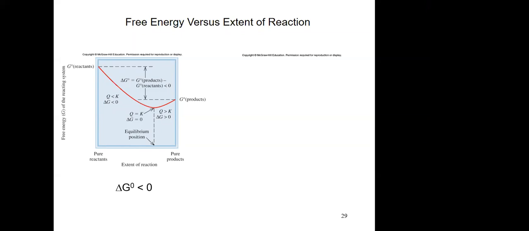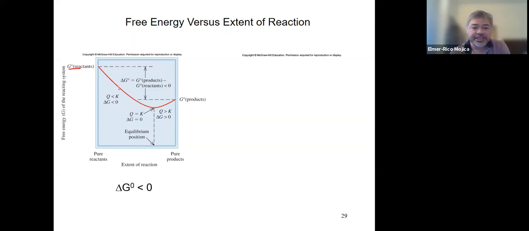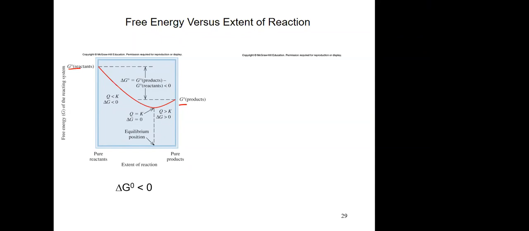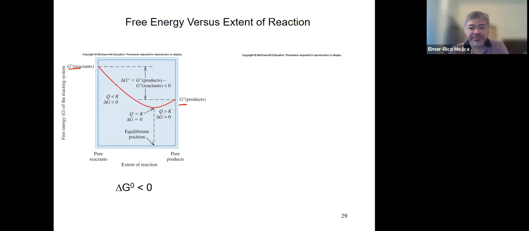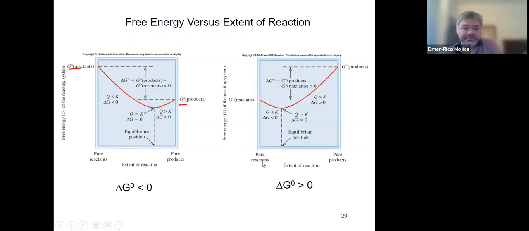As you look here, this is the free energy of the reactants and this is the free energy of the products. From this, will you produce energy or do you need energy? You produce energy, so that means you can have the energy available for work. On the other hand, if delta G is more than 0, what does it mean? You need energy. This is where the concept of spontaneity comes in.